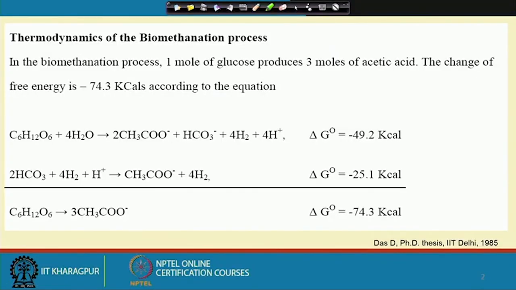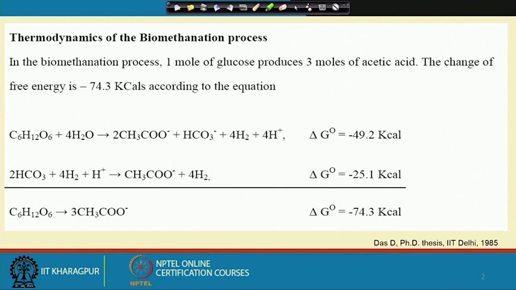First, I want to show you the thermodynamics of the biomethanation process. As you know, biomethanation is a kind of anaerobic digestion process where organic material is converted to methane and carbon dioxide. This usually takes place in two different stages: one is called acid formation, the other gas generation. In acid formation, it mostly produces volatile fatty acids like acetic acid, propionic acid and butyric acid, and these acids are subsequently converted to methane and carbon dioxide.